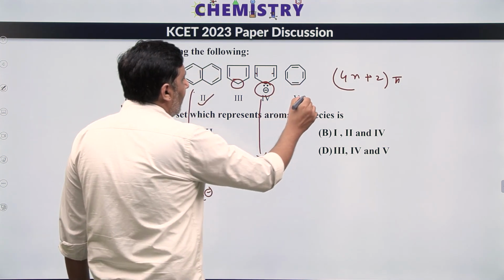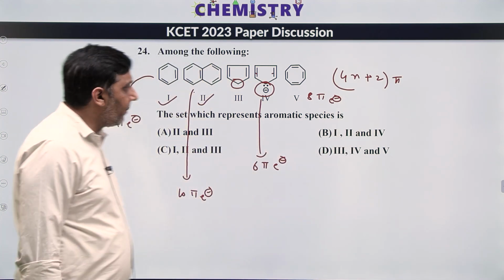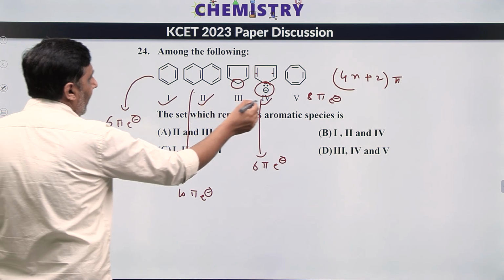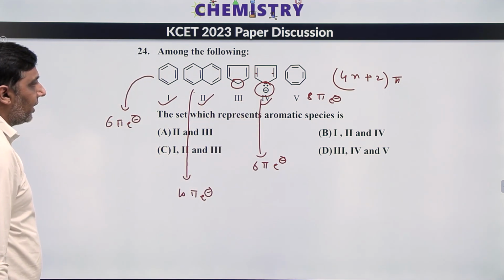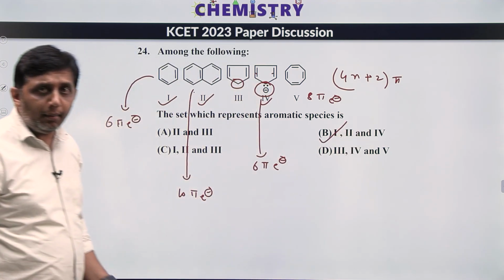And the last one is having 8 pi electrons, so this is not following the 4n plus 2 pi rule. So now which set is going to be aromatic? We have the first one, second one and fourth one. Which option is that? First one, second one and fourth one, that is going to be option B.